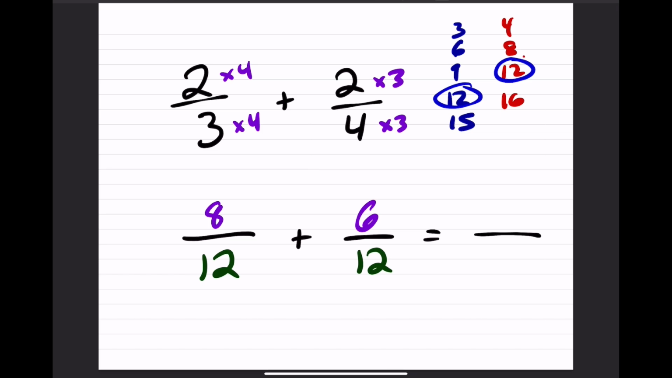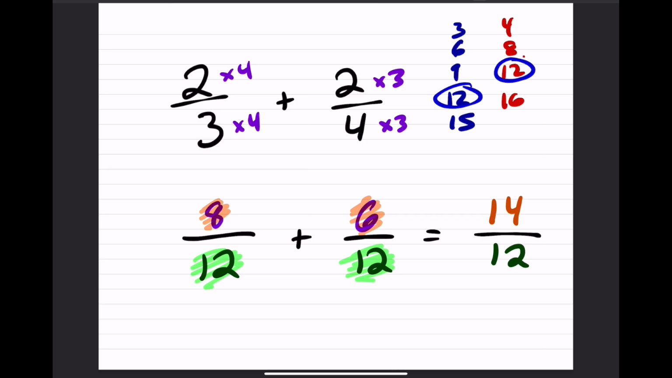All right, now we have like denominators, right? They're both 12. So that means we can add. Our denominator in our answer is going to be 12. So let's go ahead and add these numerators. I have 8 and I have 6. Well, 8 plus 6 is going to give me 14. Okay, I have 14 over 12. So I have an improper fraction. I can convert it to a mixed number, or I can simplify then convert it to a mixed number. I'm going to go ahead and simplify first, then convert it to a mixed number.